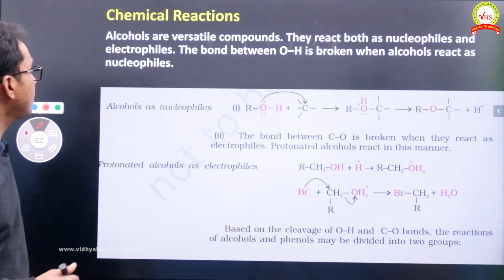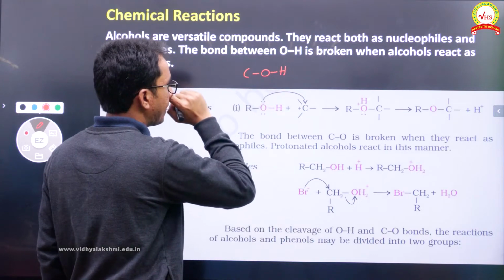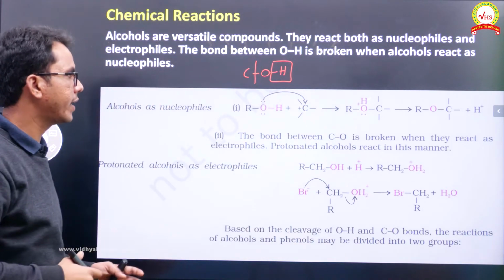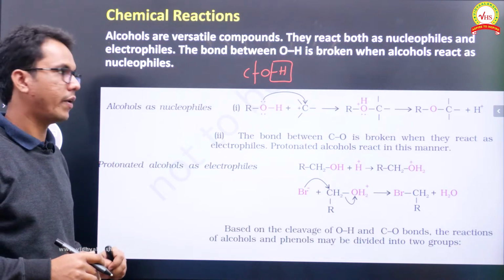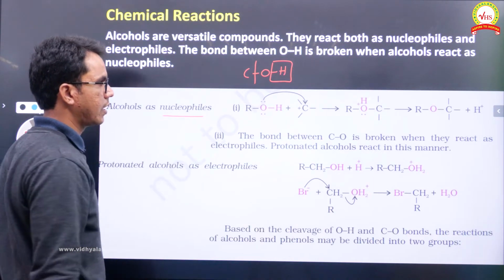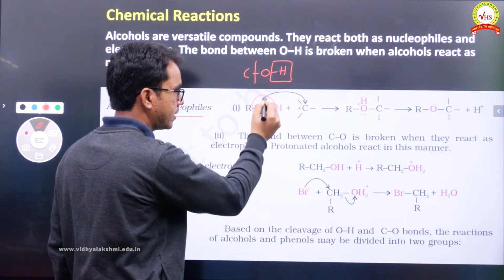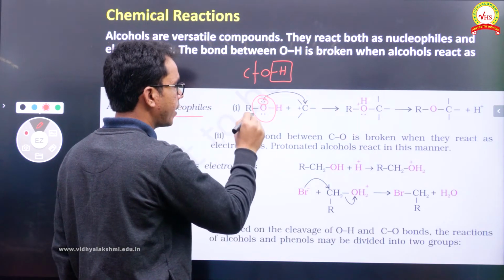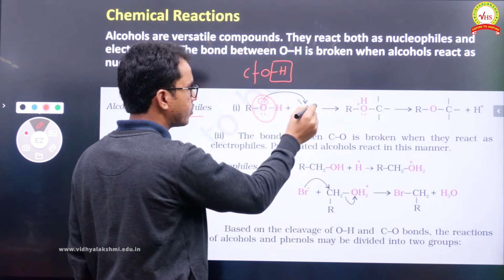Now we have two kinds of bonding. If you take alcohols, carbon, oxygen and hydrogen, sometimes the oxygen bond can be broken and sometimes the carbon bond can be broken. Based on which bond is going to be broken, we can take alcohols as nucleophiles or electrophiles. Let us see the first one: alcohols as nucleophiles. In alcohols we have oxygen with two lone pairs of electrons. This lone pair of electrons on the oxygen makes it a nucleophile. This one can run to the electron-deficient center.